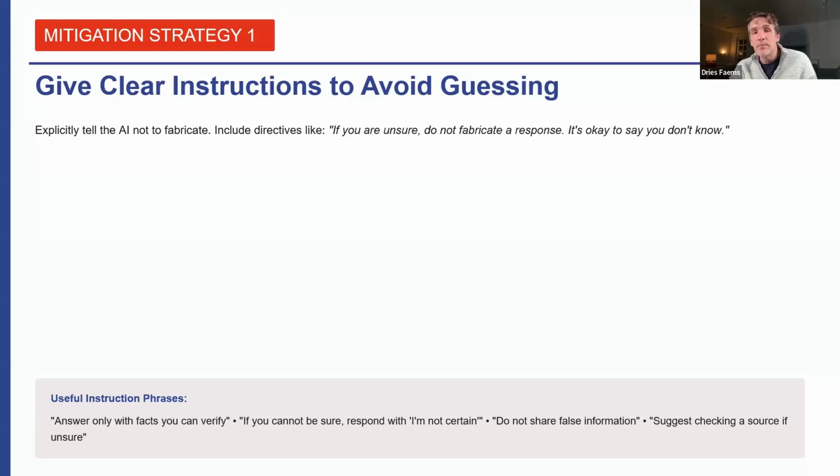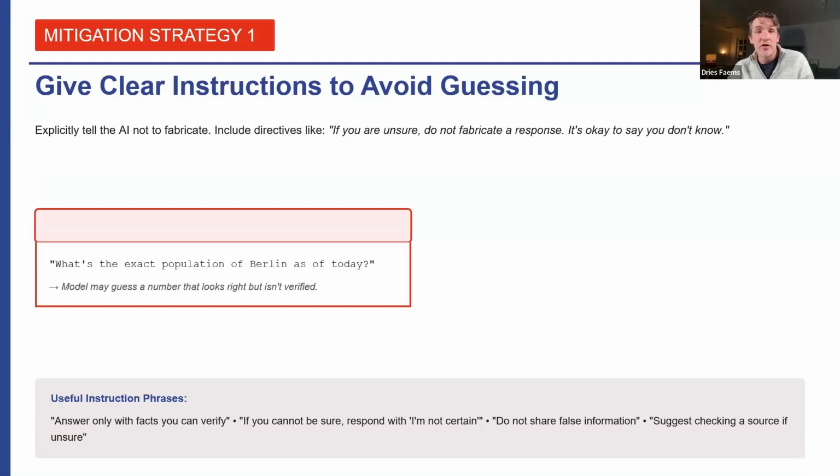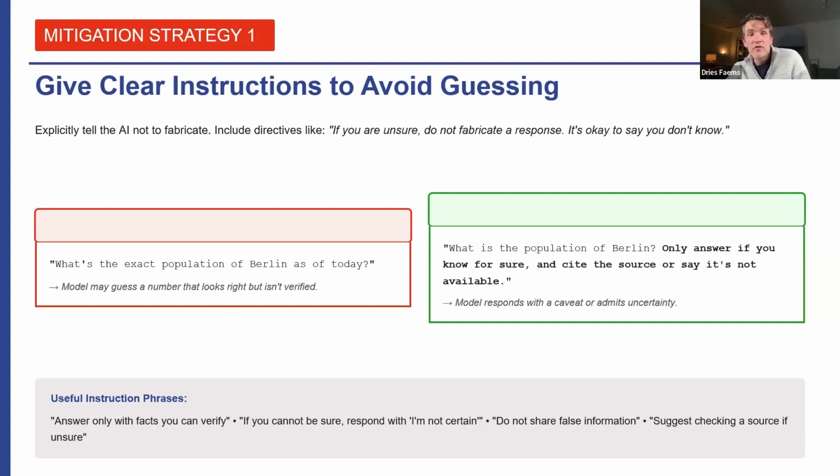First of all, it's very important every time you prompt to give very clear instructions. Here you see an example of a bad prompt. You can ask, what is the exact population of Berlin as of today? If you give better instructions, the risk of hallucination will already be lower. On the right-hand side, you see that I explicitly say only answer if you know for sure and cite a source. By adding these instructions, I can already reduce the risk that as a helpful assistant, it will just make up information.